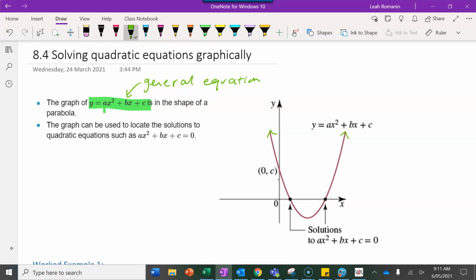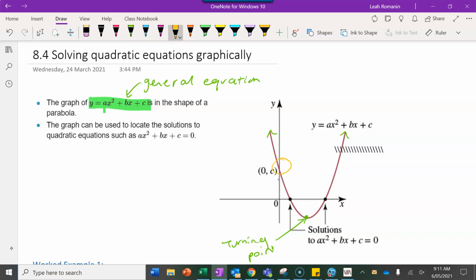What's unique about our parabola is that the line goes down and then it reaches a certain point and then it turns back around. So when we're talking about this point, it's the turning point. Quite literal in its name. It's the point where the graph turns back around. When we're looking at this point here, this point 0, c, what is that point? The y-intercept. Fantastic. So these graphs have still got a y-intercept.